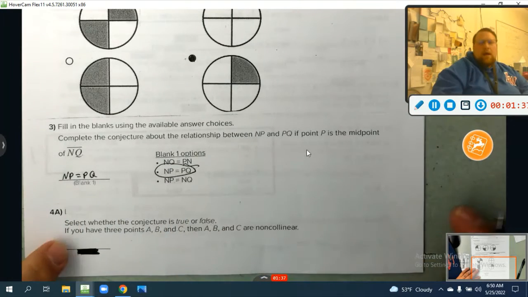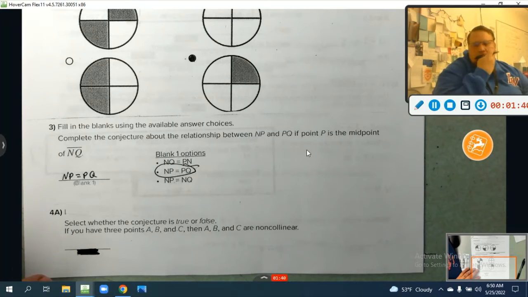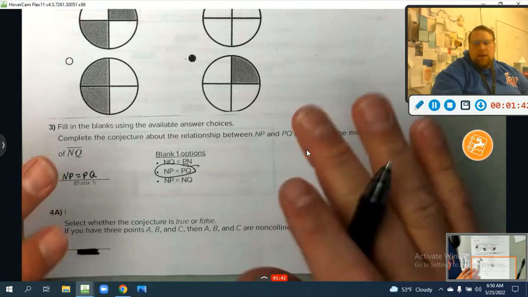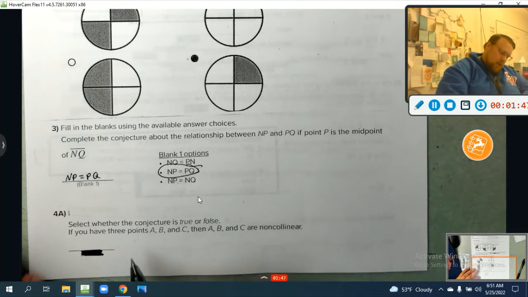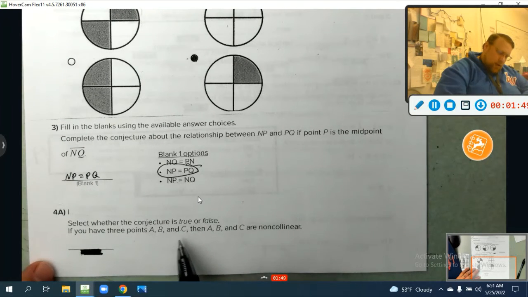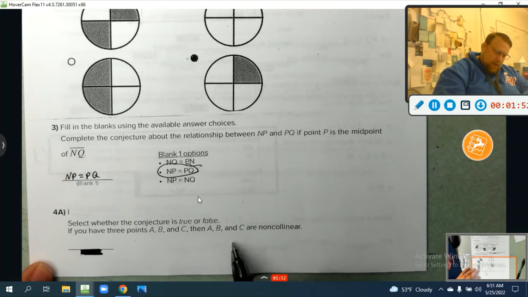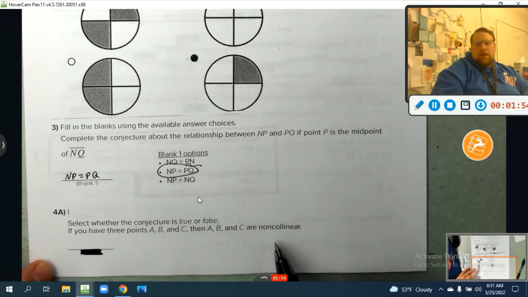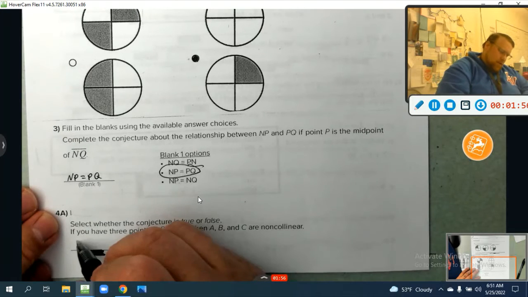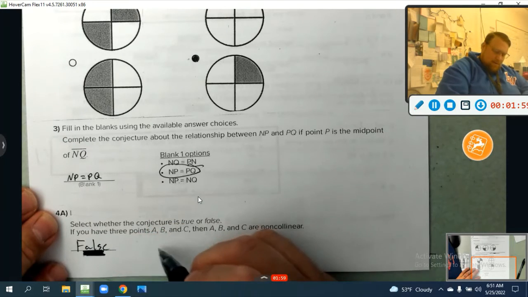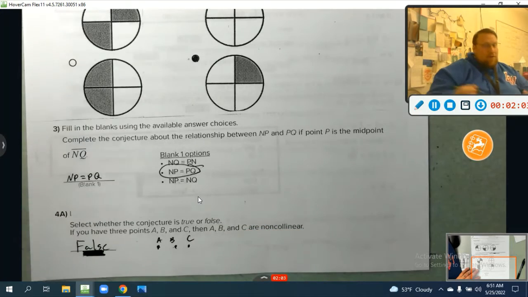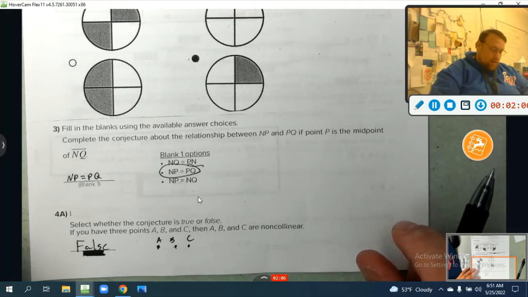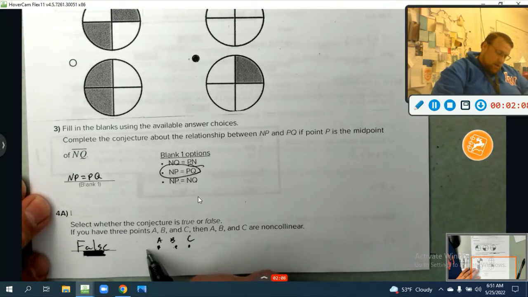Right here. And again, I expect that you've paused this, that you've gone through this as much as you can, and you're looking at this now to fill in missing holes or just to find out what's going on. Select whether the conjecture is true or false. If you have 3 points, A, B, and C, then A, B, and C are non-collinear. I'm going to tell you that's false, and here's why. A, B, and C could be collinear. If you can find even one thing to make the conjecture false, it's false. So there we go. This is 4A.